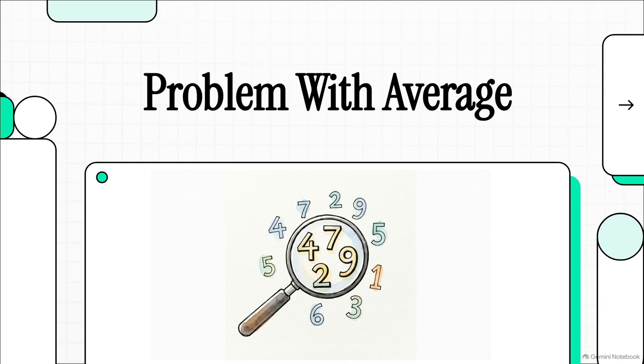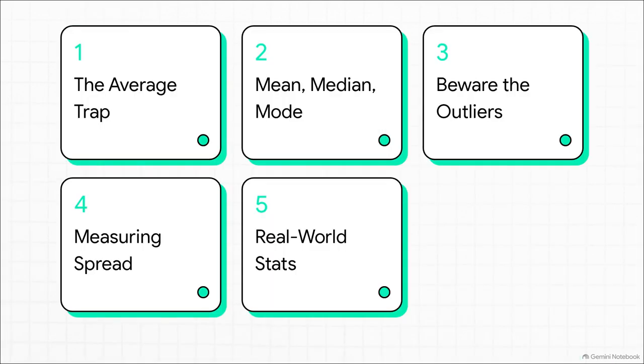Okay, let's dive into this. Here's our roadmap for today's mini masterclass. We'll start by exploring the average trap. Define mean, median, and mode, learn to be aware of the outliers, uncover the secrets of measuring the spread, and finally, look at real-world statistics. We're keeping this highly digestible with a logical flow. Let's get right into it.